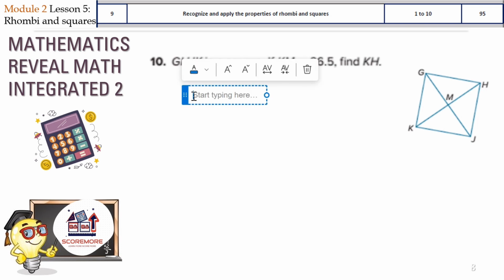Let's have a look at question number 10. Again, it's a square and they gave KM. We are supposed to find KH. As we know, diagonals bisect each other at 90 degrees. So KM will be half of KH.